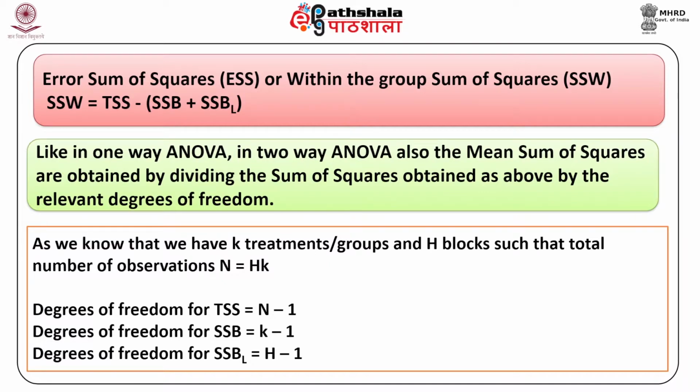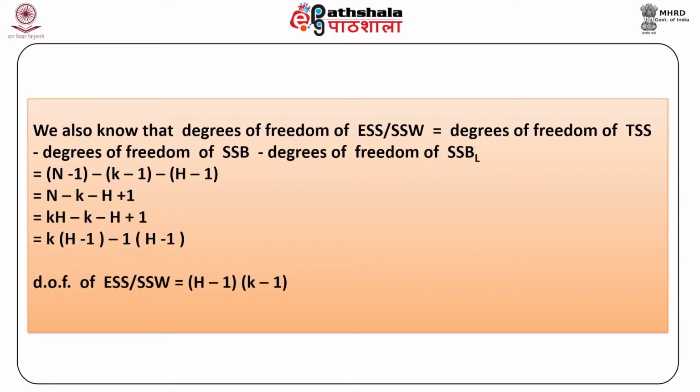Like in one-way ANOVA, in two-way ANOVA also, the mean sum of squares are obtained by dividing the sum of squares obtained as above by the relevant degrees of freedom. As we know, if we have k treatments or groups and h blocks such that the total number of observations N is equal to h times k, the degrees of freedom for the total sum of squares is N minus 1, the degrees of freedom for SSB is k minus 1, and the degrees of freedom for SSBL is h minus 1. We also know that the degrees of freedom of ESS, or SSW, is equal to the degrees of freedom of TSS minus the degrees of freedom of SSB minus the degrees of freedom of SSBL.